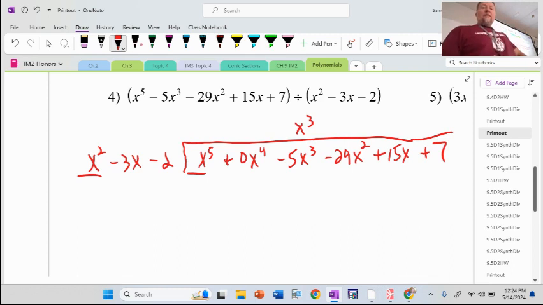So x cubed times that is x to the 5th. And then we do have an x to the 4th. Okay, I'm glad I put that spot there because now I have a space for an x to the 4th term. This is why you want to do this. And if you don't, well, good luck. You're going to cause your own problems and probably make a mistake. All right, and then subtract, and then subtract.